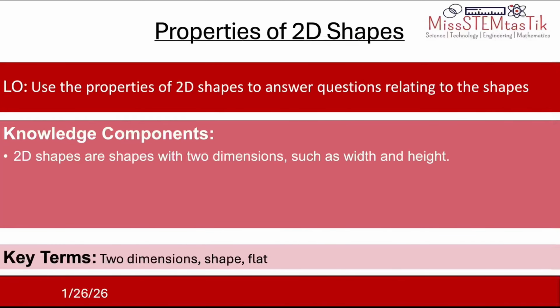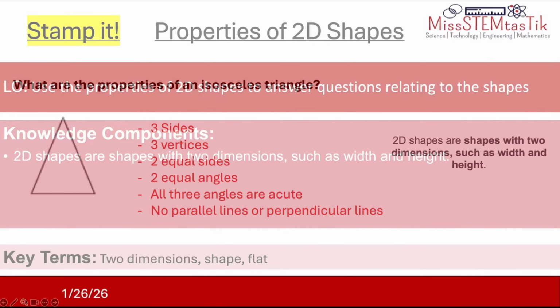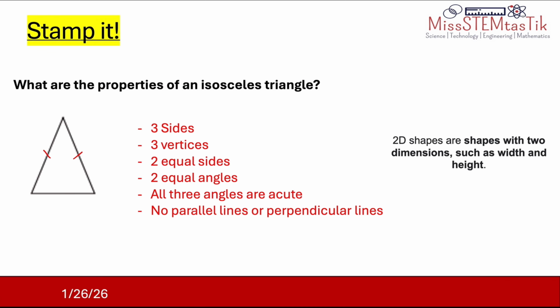In this lesson, we will use the properties of 2D shapes to answer questions relating to the shapes. 2D shapes are shapes with two dimensions such as width and height. Triangles are 2D shapes that have three sides.